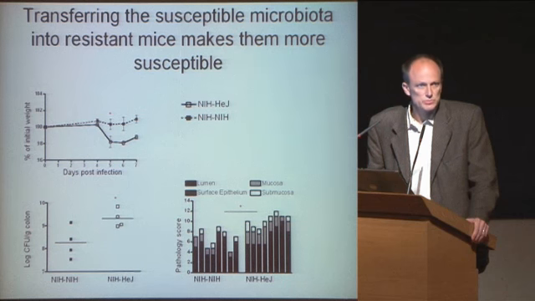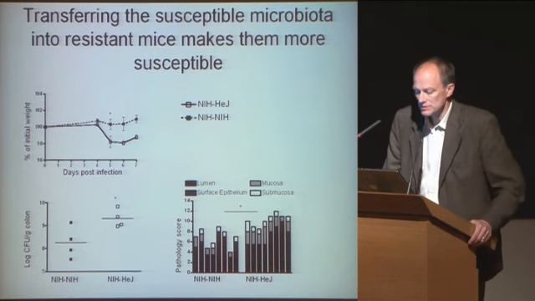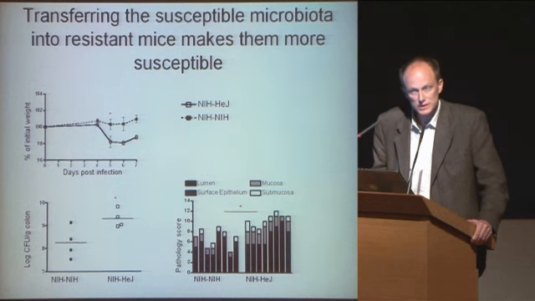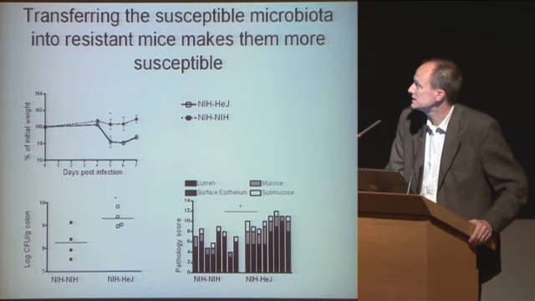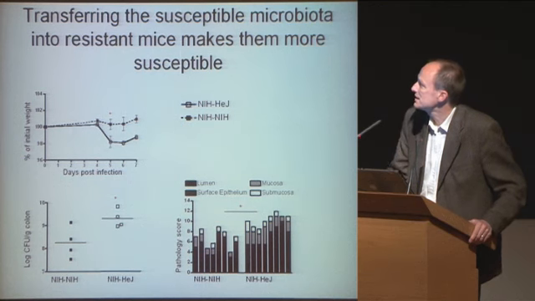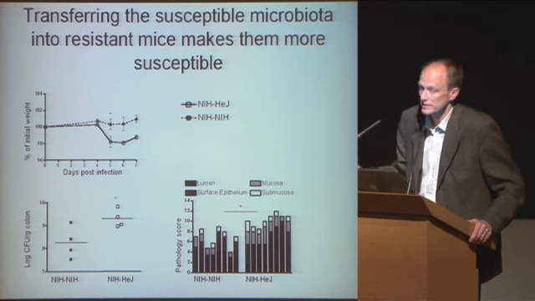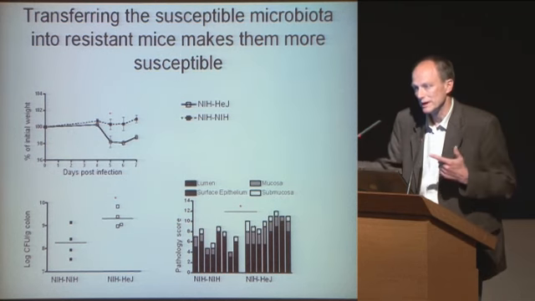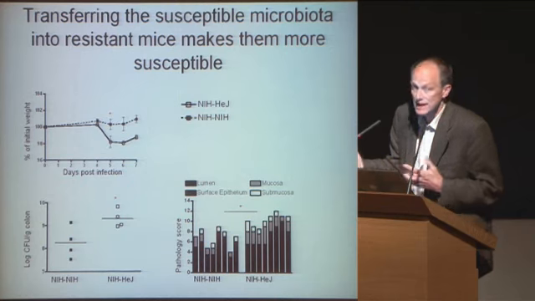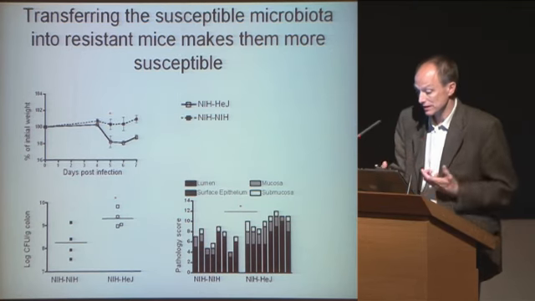Well, if that's true, we should be able to do the reciprocal experiment and make resistant mice more susceptible if we put the susceptible feces into them. And that's what this is showing again: if you take NIH mice reconstituted with their own feces, they're resistant in terms of weight. If you put the susceptible feces into them, they now lose weight. They get sick, they have much more pathology, and they have much higher Citrobacter counts. So it works both ways. You can induce both resistance and susceptibility just by shifting the microbiota of these animals.